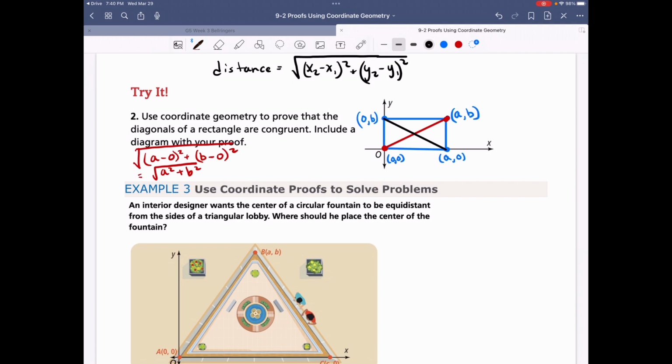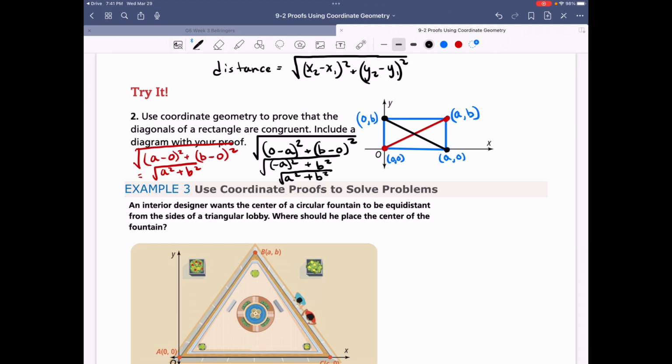We can't simplify that further, it's just going to stay in variable form. Then we want to see if that's equal to the distance on the black line, 0b and a0. So starting with the x-coordinates, I have 0 minus a, and I have b minus 0. So we're going to square these and add them, take the square root. So 0 minus a is negative a, and b minus 0 is b. If I take the negative a and I square it, I get a squared, and I have plus b squared.